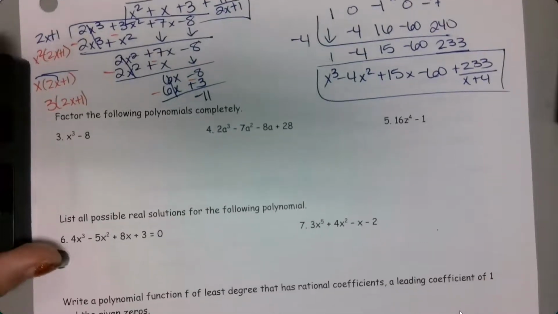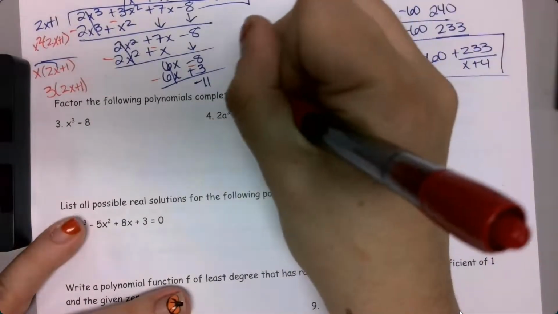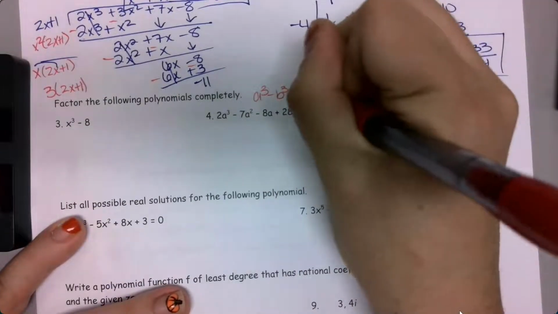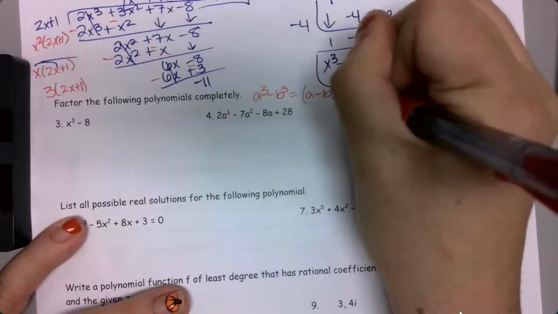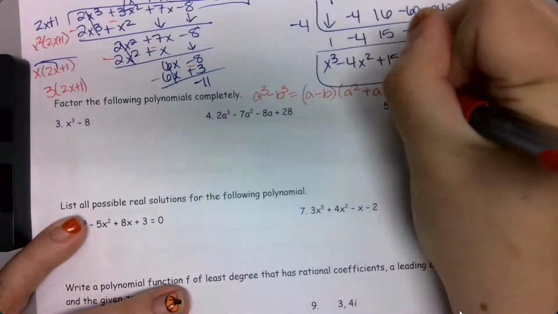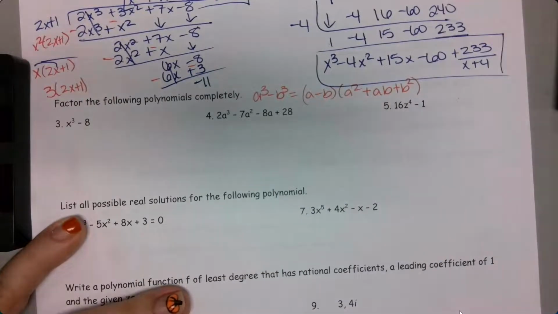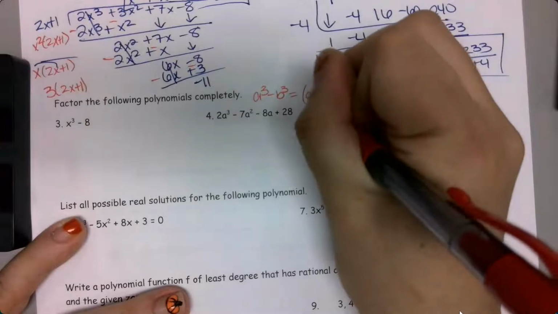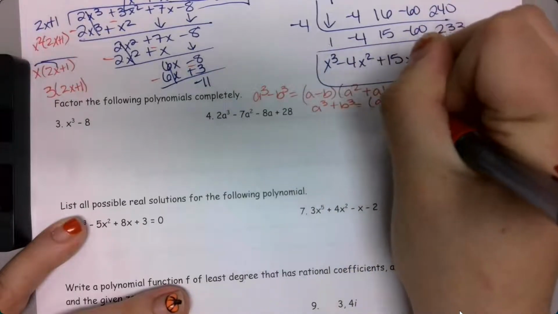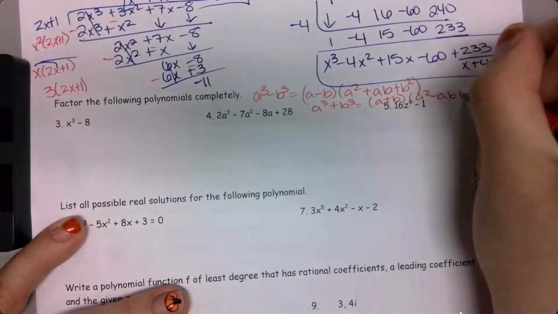Next one wants me to factor my polynomials completely. I have a special pattern in here. I have a difference of cubes, which factors to a minus b times a squared plus ab plus b squared. Or I could also, this isn't on here, but I could also have the sum of cubes, which is going to give me a plus b times a squared minus ab plus b squared.